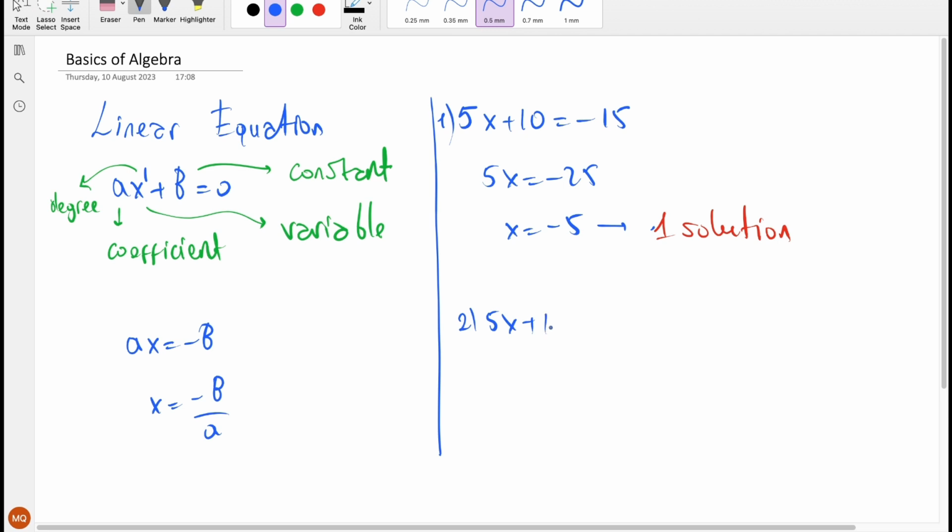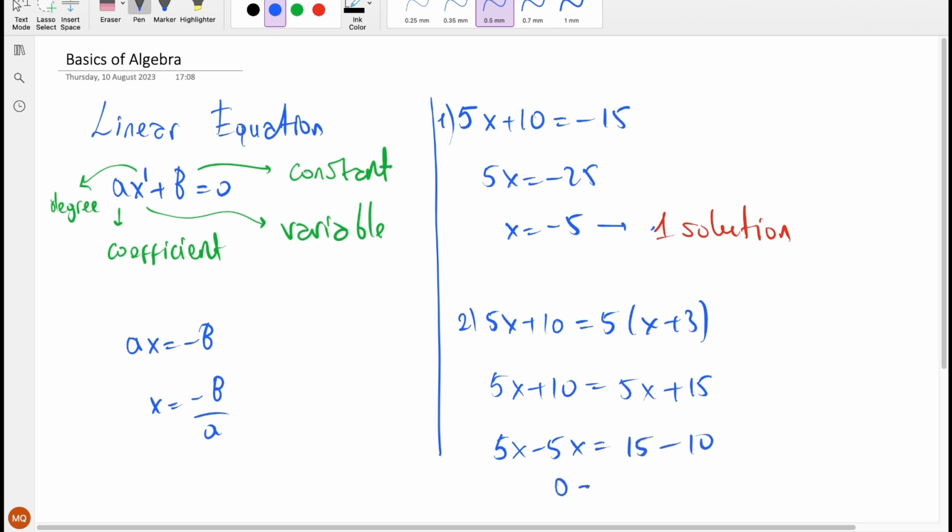5x plus 10 is equal to 5 multiplied by x plus 3. Let's do simplification. We will get 5x plus 10 is equal to 5x plus 15. Then we have to put all variables on one side and all constants on the second side. So we will get 5x minus 5x is equal to 15 minus 10. And we get 0 is equal to 5. But we know that 0 is not equal to 5. It means that there is no solution for this equation.